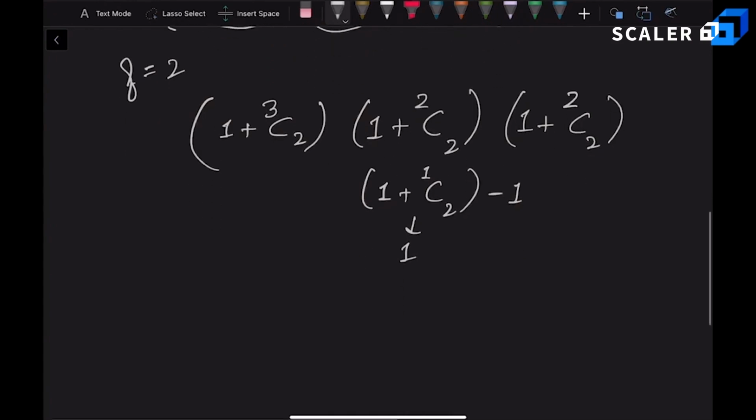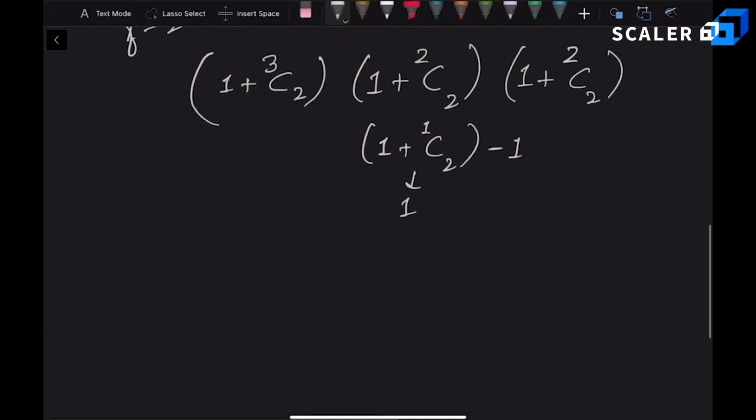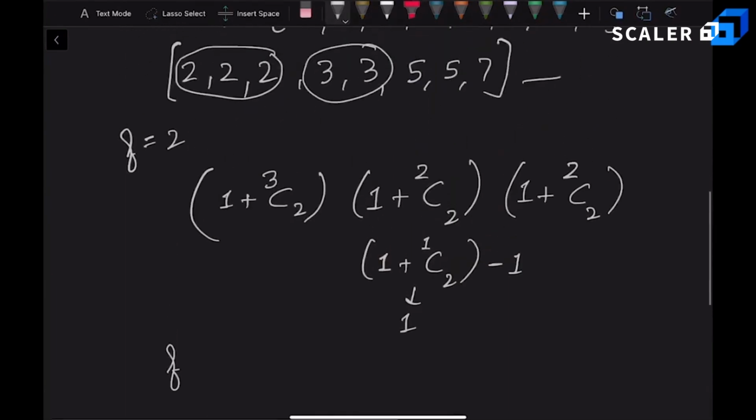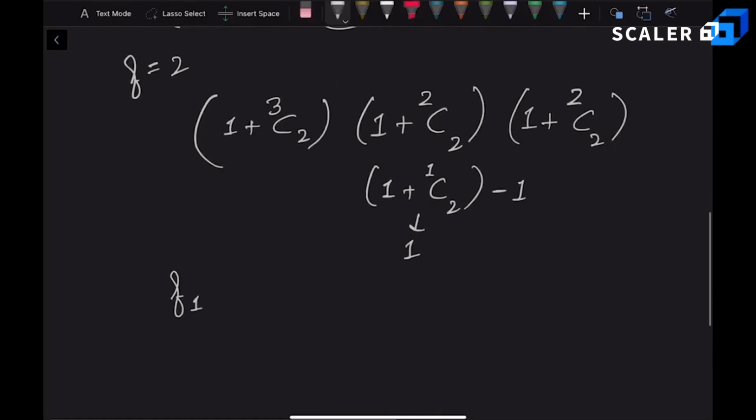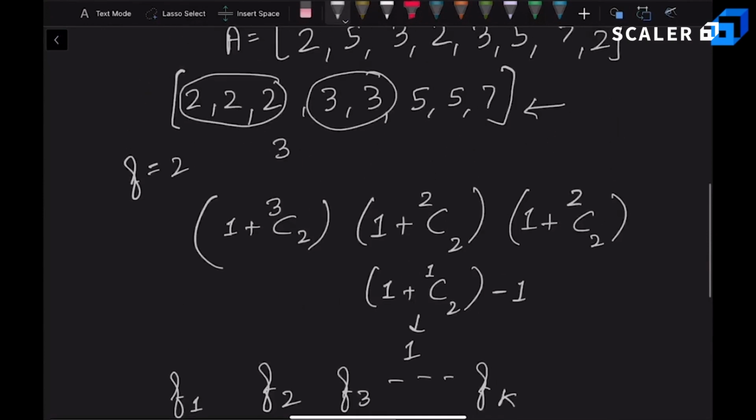Now let's actually do it for any general f. So from here you can notice that we only care about the frequencies of elements, not the values of elements. So let's store the frequencies of elements f1, f2, f3 and so on up till fk in sorted order. So for example, here the frequencies are 3, which is the frequency of 3, 2, which is the frequency of 5, and 1, which is the frequency of 7.